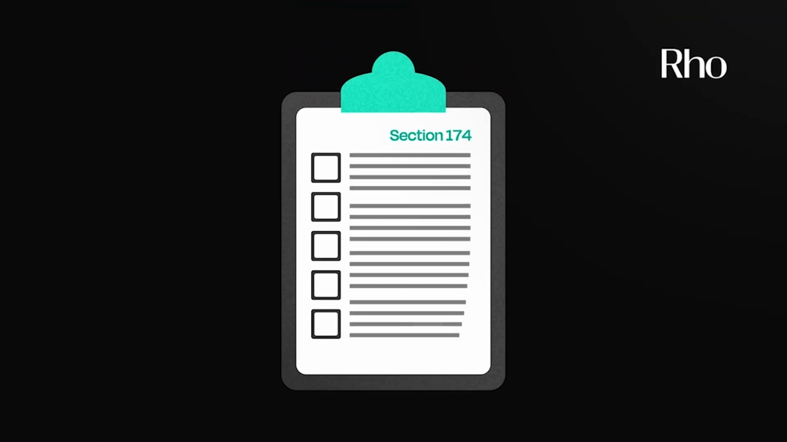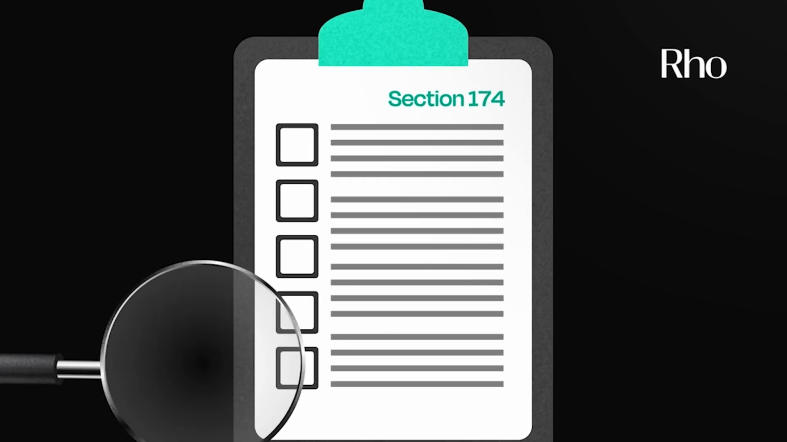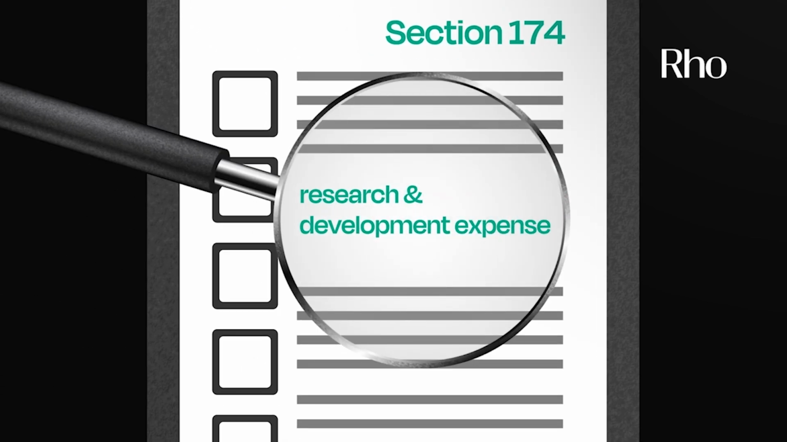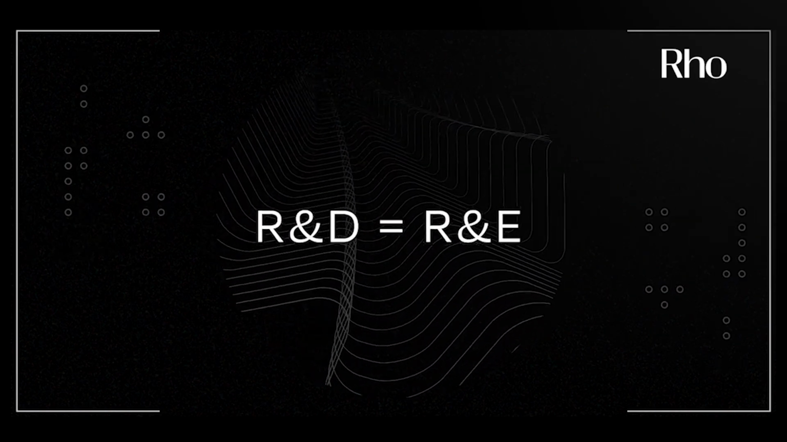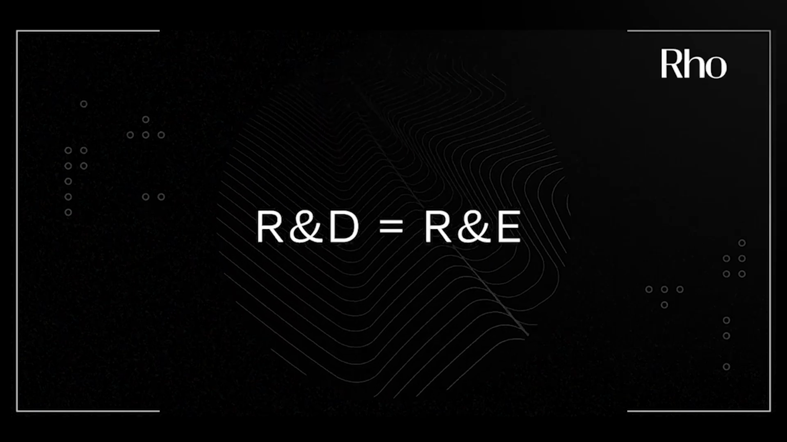So Section 174 refers to the tax code 174 and is part of the tax law that defines what a specified research and experimentation and software development expense is. You'll hear practitioners use terms like R&D or R&E interchangeably. They mean the same thing.